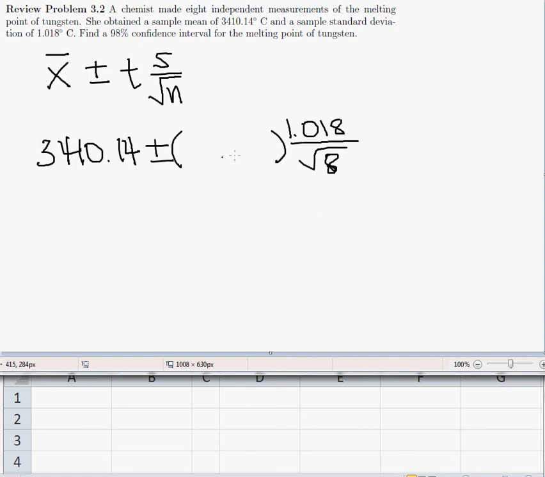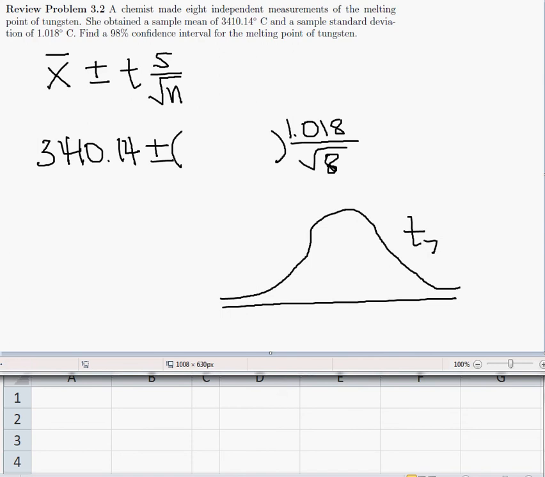Okay, now to get the number of standard errors that I want to construct the margin of error, we need to use the t distribution. And in this case, we need to use a t distribution with 7 degrees of freedom, n minus 1. Now the area is supposed to be equal to 98%. That'll be the area in the middle. So I need this area in the middle to be equal to 0.98.